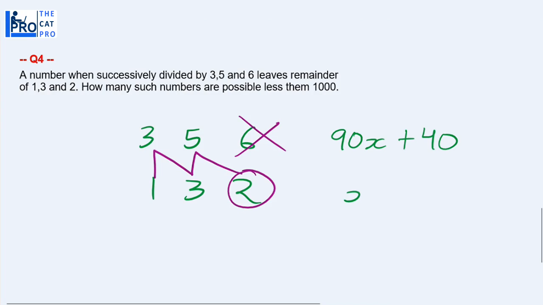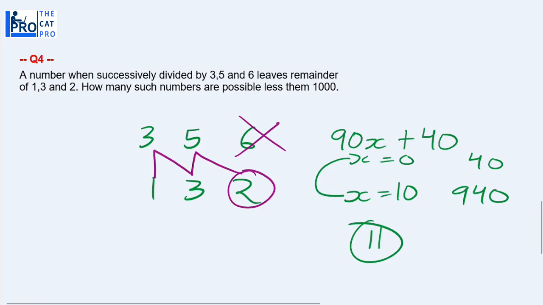So the highest number that I can see is at x equal to 10, which is 940. And it starts from x equal to 0, right, which will be 40. So how many numbers are there from 0 to 10? 11, right? Both are included. So how many such numbers are possible? 11 numbers are possible. So I hope you like the method of successive division.